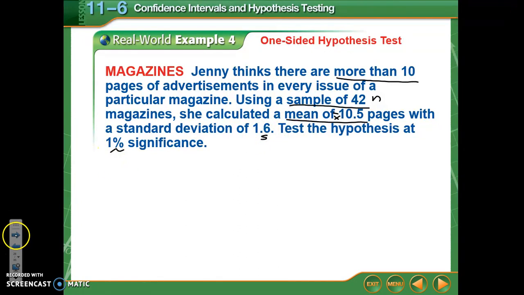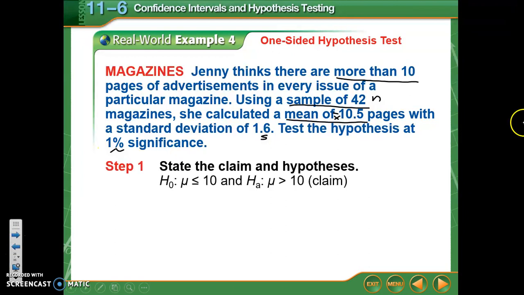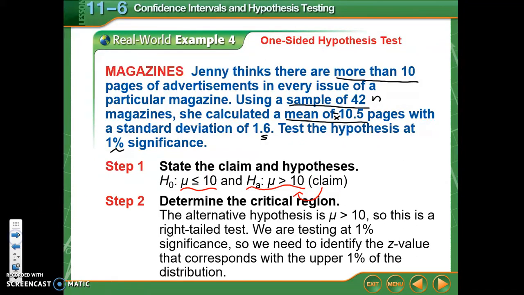So we're going to go through this step by step. Step 1, we find our claim and our hypotheses. So here, she's saying more than 10 pages of advertisement in every issue. That has to be our alternative hypothesis because there's no equal sign. Our null hypothesis would be the complement. The mu, or the mean, is less than or equal to 10. My claim is in my alternate hypothesis here.